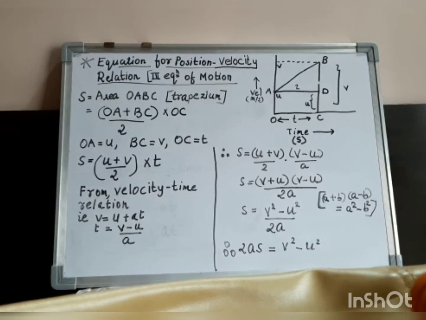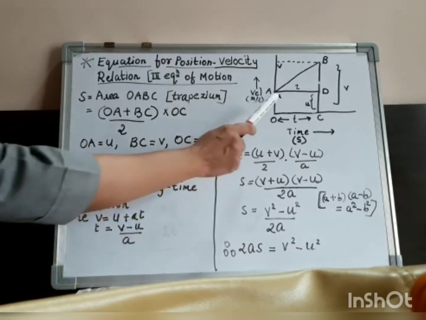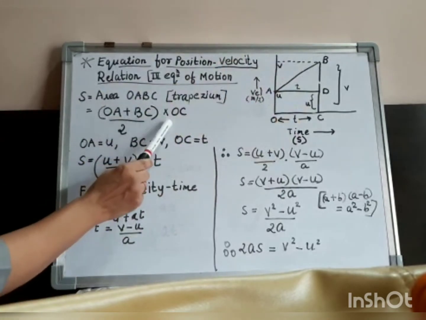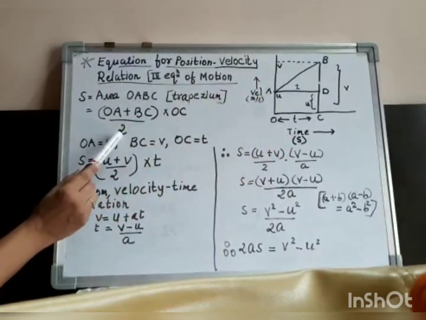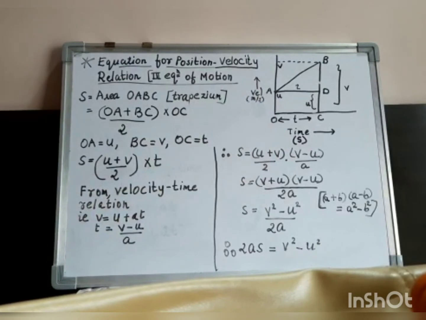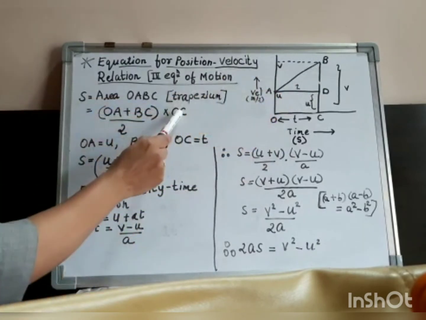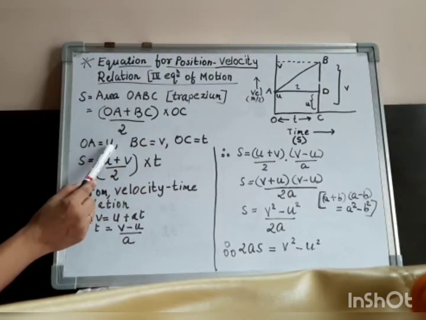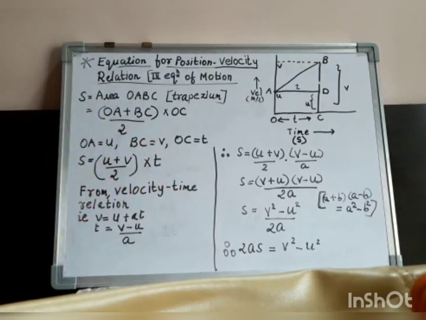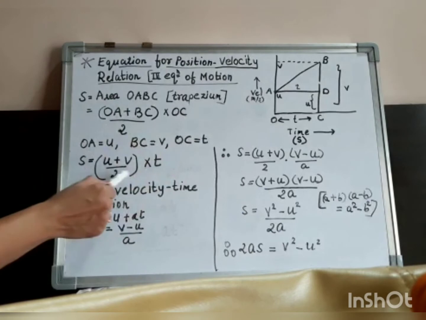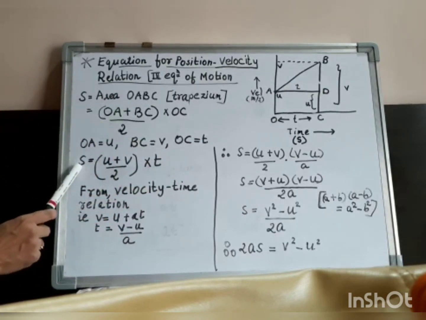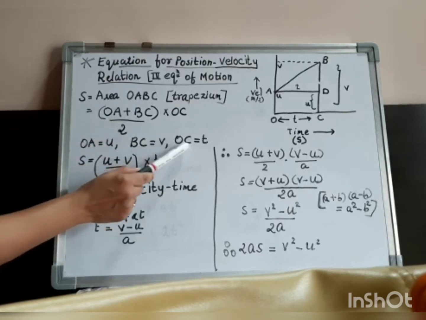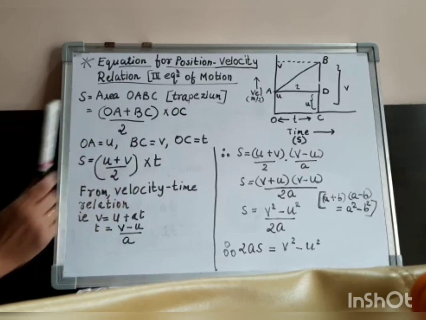So here you have to write that area of trapezium is equal to sum of two parallel sides, that is OA plus BC multiplied by perpendicular side, that is OC, upon 2. Right? Area of trapezium is equal to sum of two parallel sides multiplied by perpendicular side upon 2. Okay? So now from graph, OA is equal to U, BC is equal to V and OC is equal to T. Now we will put all these values in this equation. So S is equal to OA U plus BC V and OC is T. So U plus V by 2 into T.